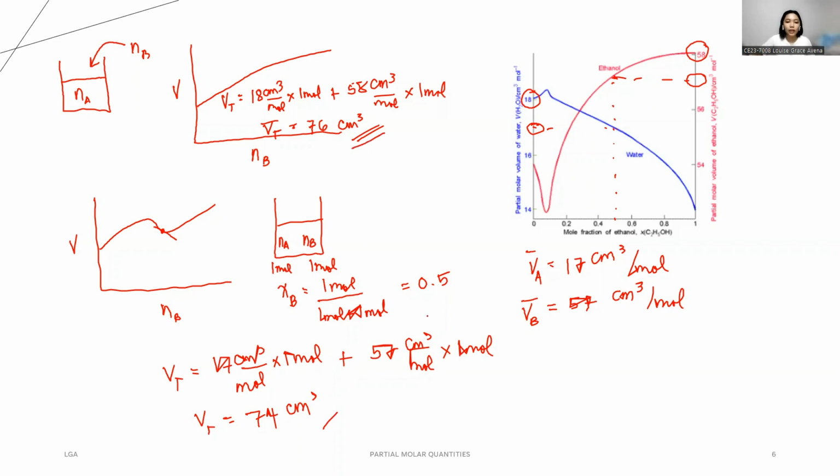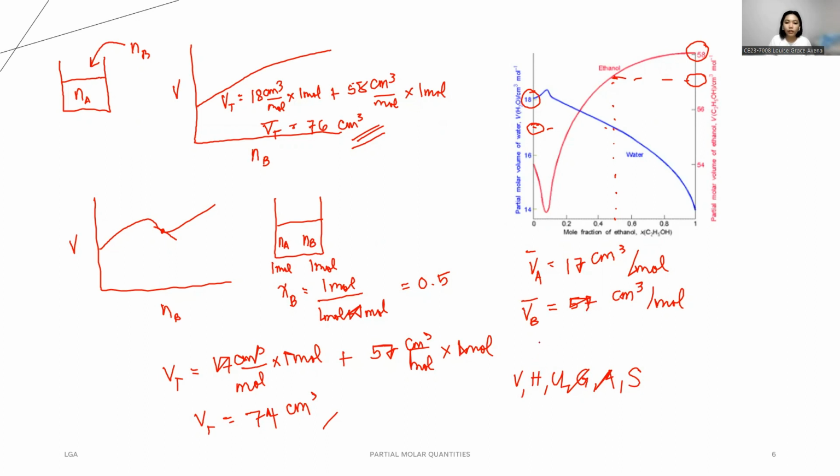So what we are trying to say here is that any extensive thermodynamic properties such as volume, enthalpy, internal energy, Gibbs free energy, Helmholtz free energy, and entropy are very much dependent on the contributions of the molar concentrations of each component.